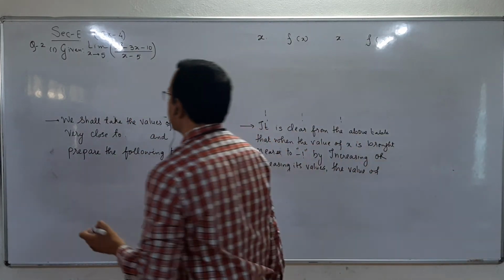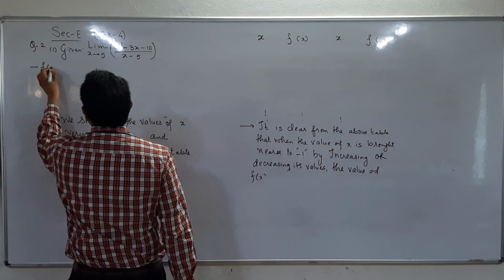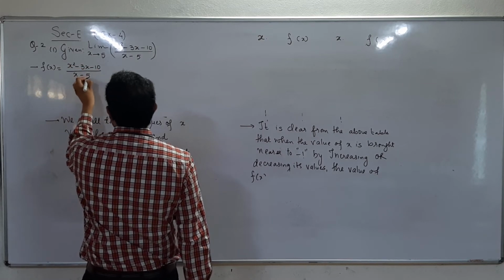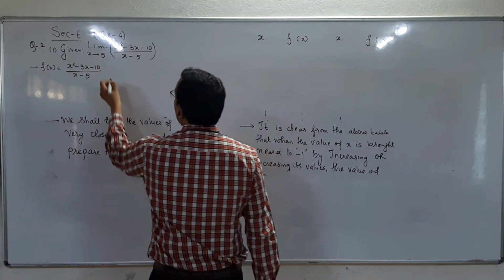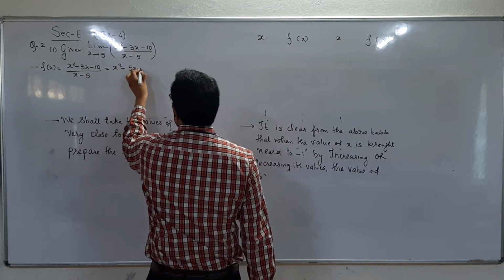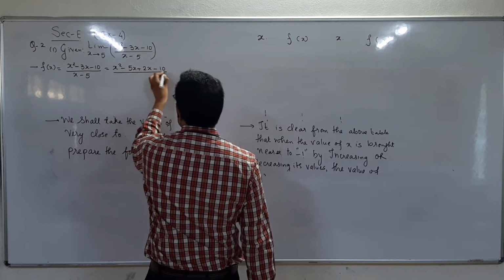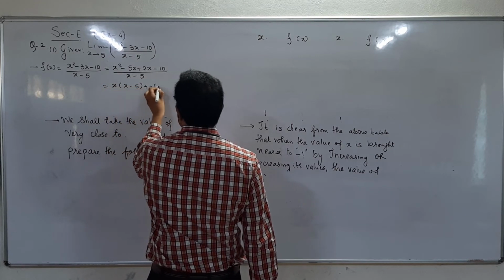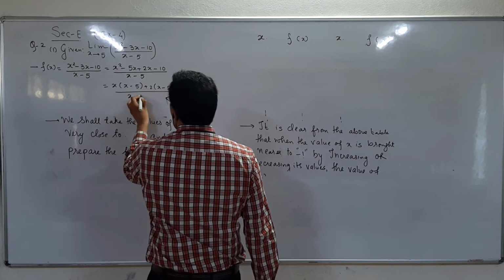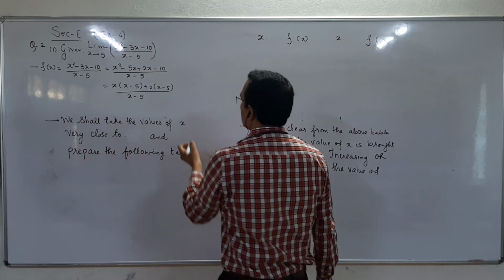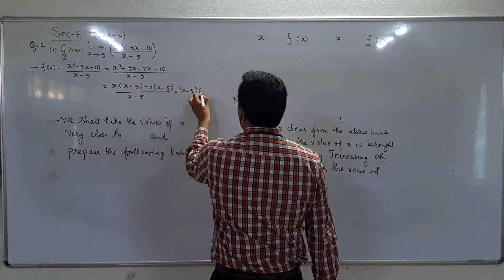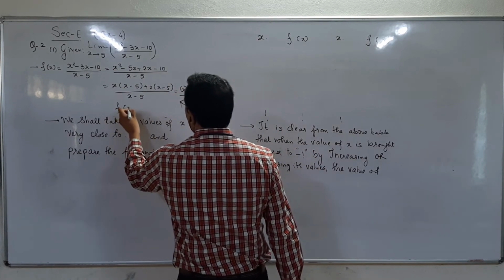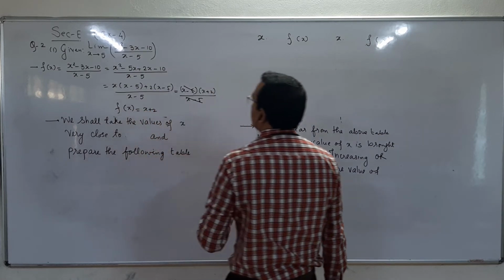Now, if I factorize this f(x), then f(x) is equal to x square minus 3x minus 10 upon x minus 5. Factorize 10 to get 5 and 2, as all of you know. So minus 5x plus 2x minus 10 upon x minus 5. Take x common, so x minus 5 plus 2 into x minus 5 upon x minus 5. So the two factors are x minus 5 and x plus 2 upon x minus 5, and x minus 5 gets cancelled. So our f(x) is only x plus 2.